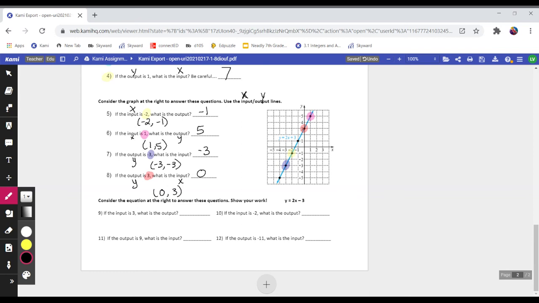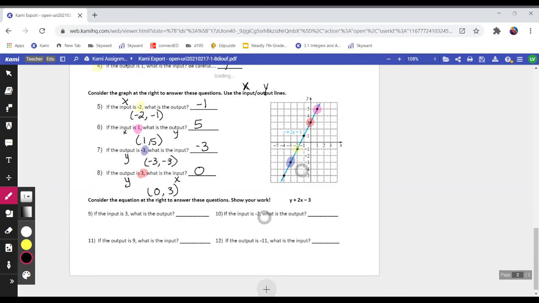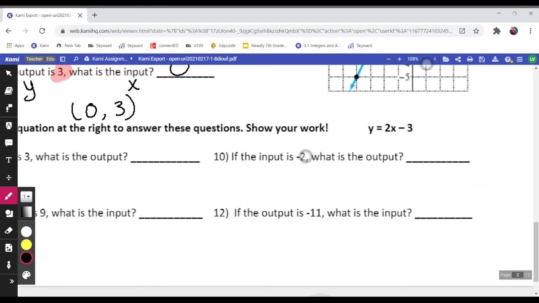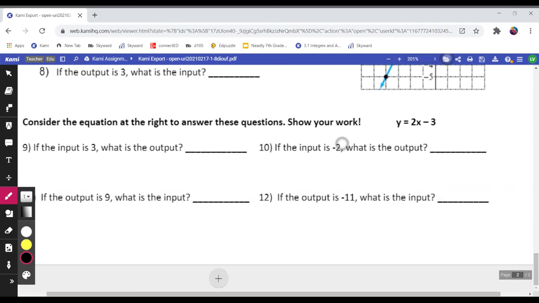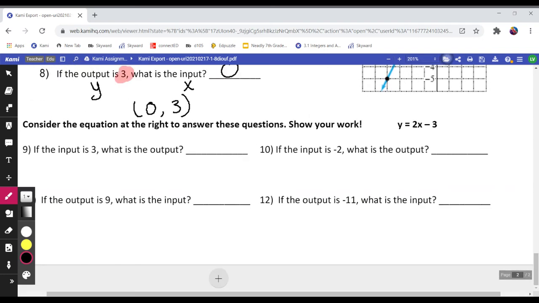Fabulous. So let's work on the next set of problems. Consider the equation at the right to answer these questions. Show your work. So number 9, if the input is 3, what is the output? So I'm actually going to zoom in on this. So I'm going to take the equation y equals 2x minus 3. And it's saying the input, the x, is 3. So I need to find the output.